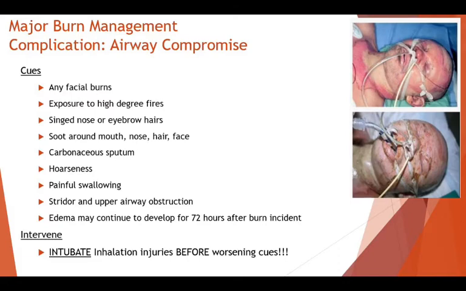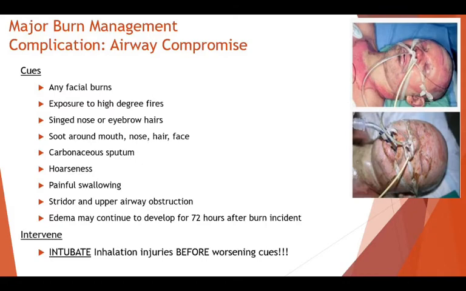the fact that he has singed eyebrow hairs means that the heat that person was exposed to was high enough to singe hair. And if it's high enough to singe hair away, it is high enough to damage the airway. The problem that you have with a swollen, damaged airway is it's going to swell and it's going to close up. So we intubate inhalation injuries. So any airway compromise, any facial burns, any singed eyebrow hairs, any soot around the mouth, nose hair, coughing up sputum, we are assuming an inhalation injury and they will be intubated.